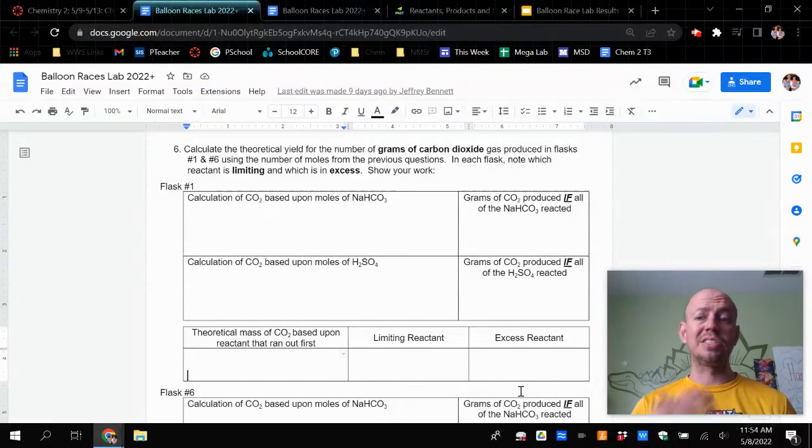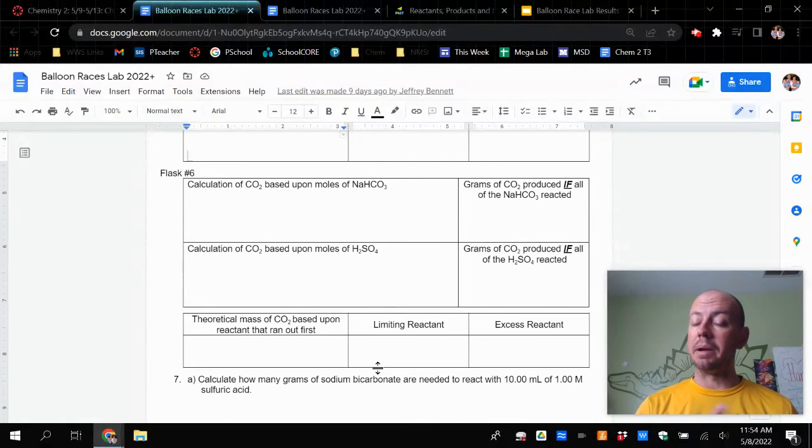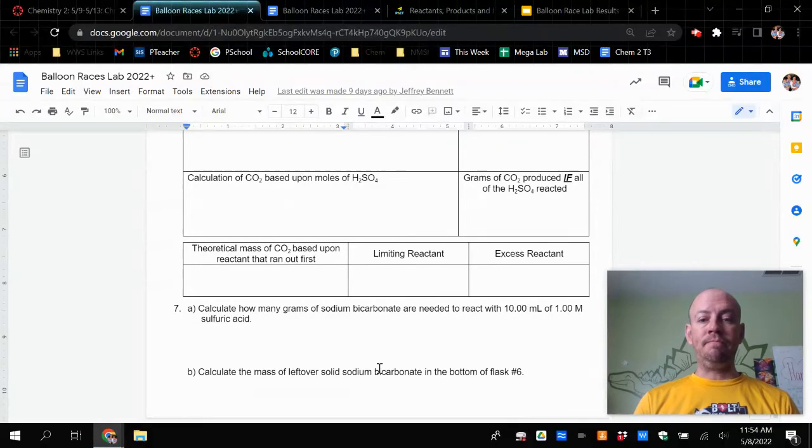And the limiting and excess, we can go back to the previous thing we already answered, or we could acknowledge the reactant that gave me the smaller amount was limiting, the reactant that gave me the larger amount was excess. You do the exact same thing here on number 6, but it might have looked a little bit different or backwards in terms of how much we were made. Right here, calculate how many grams of sodium bicarbonate are needed to do this. We are going to think, if I start with my moles of sulfuric acid, moles to grams, but this time end with grams of sodium bicarbonate.